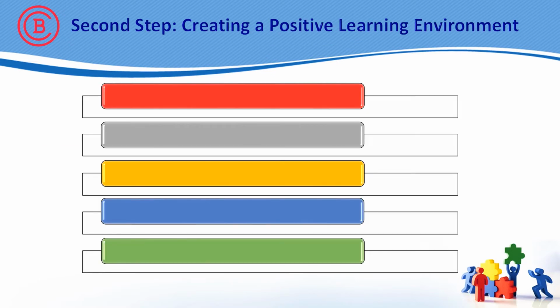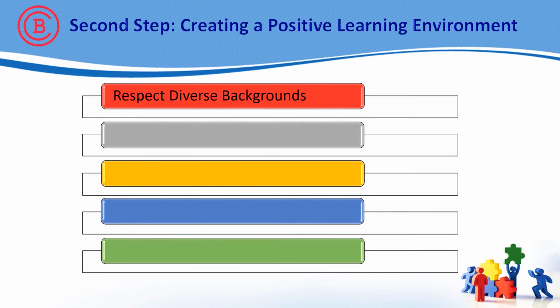There are multiple elements involved in creating a positive learning environment. They include respecting diverse backgrounds and learning styles. For example, don't make the only student, the only man, only woman, only African American, etc., responsible for the minority point of view.